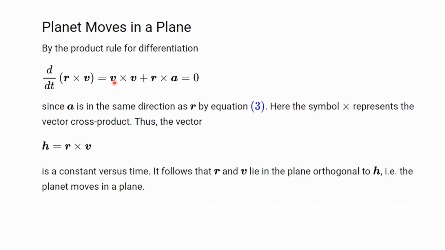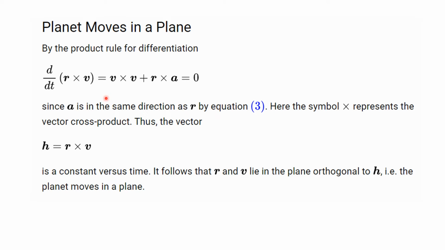But you see, this one is going to be 0 because a is in the same direction as r. That's what we just talked about on the previous chart. And so that's what we have. And v crossed with v, well, the vector crossed with itself is also going to be 0. So you see, we conclude that this derivative with respect to t is 0.